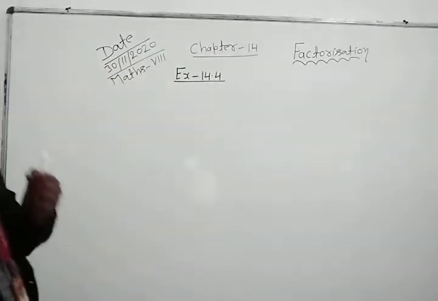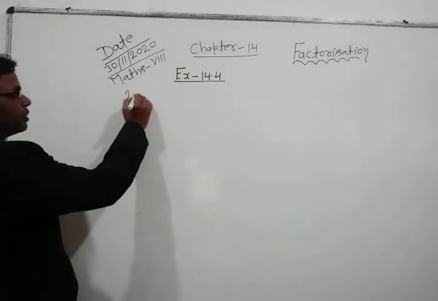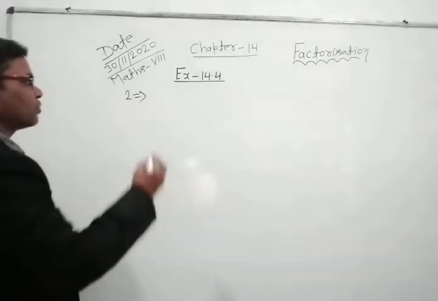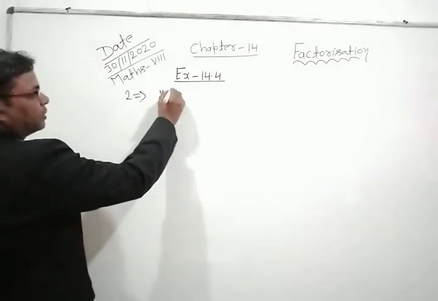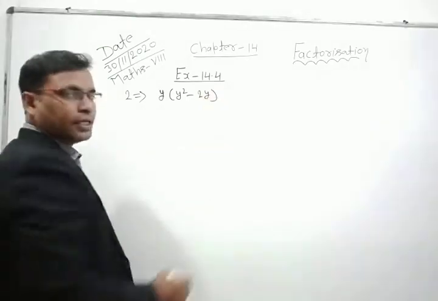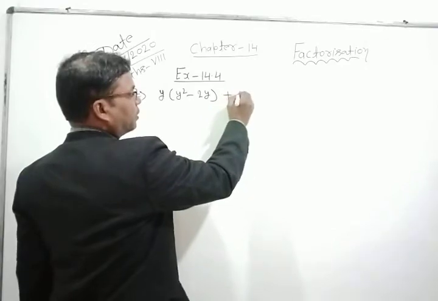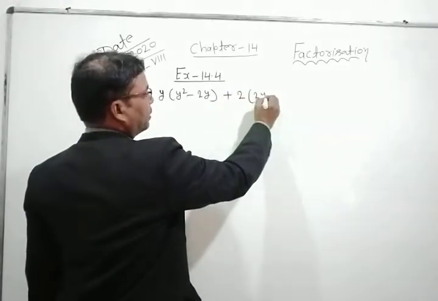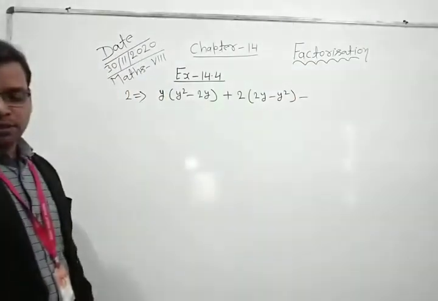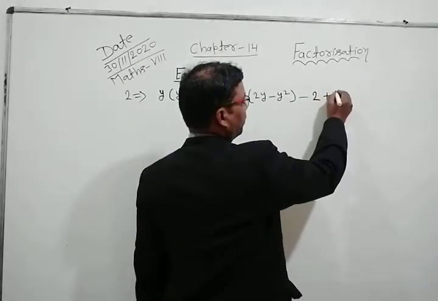Okay, so let's see. Question number 2 is y into y square minus 2, y into y square minus 2y, clear, y plus 2 plus 2y minus y square minus 2 plus y minus 2 plus y.